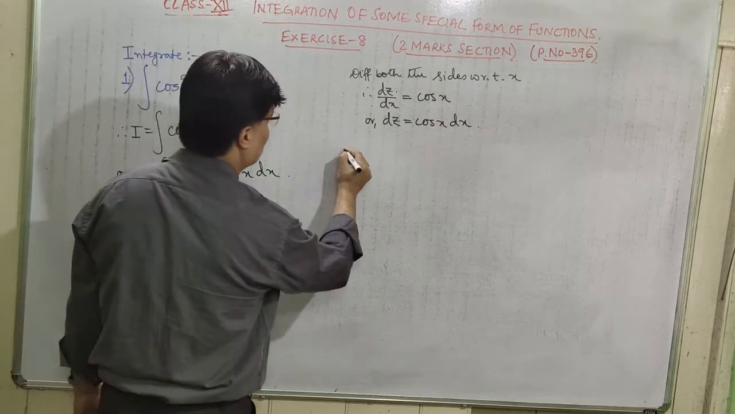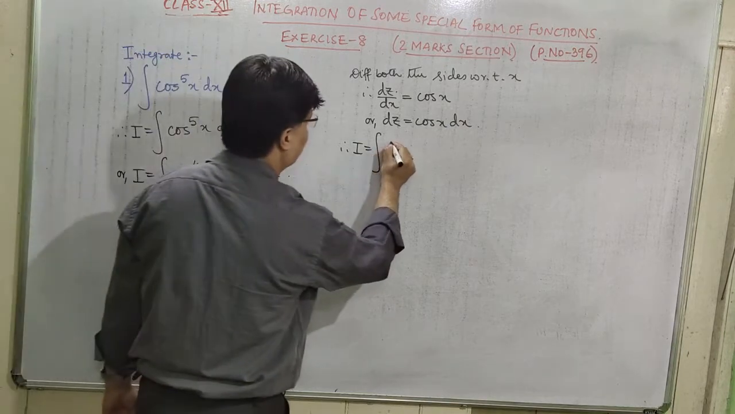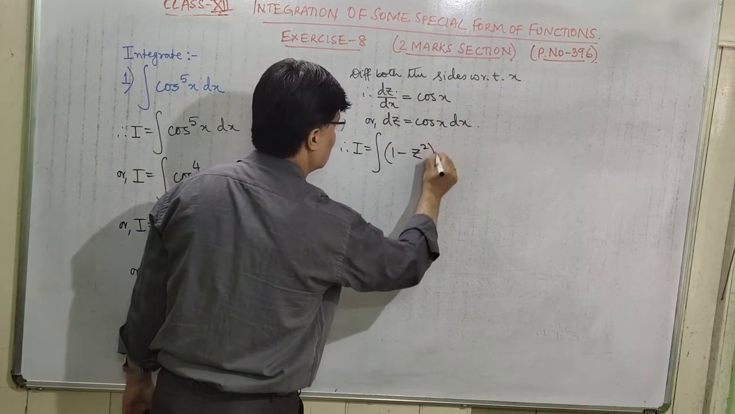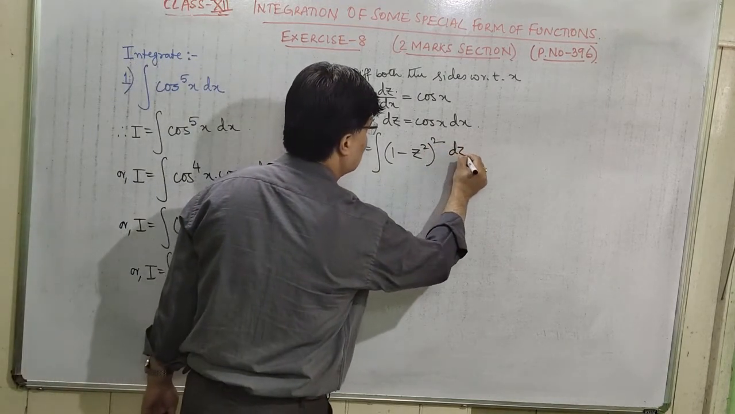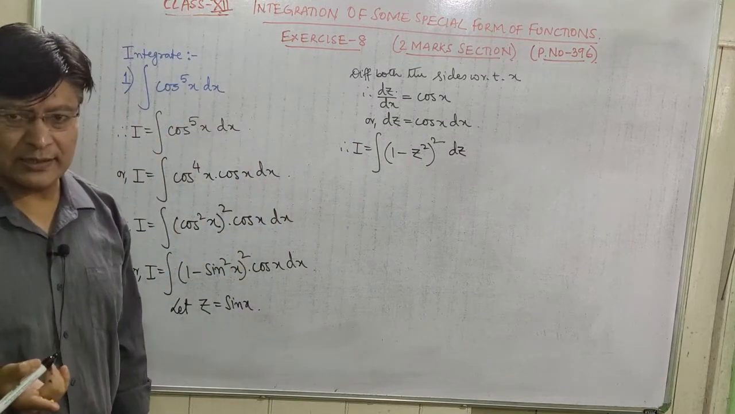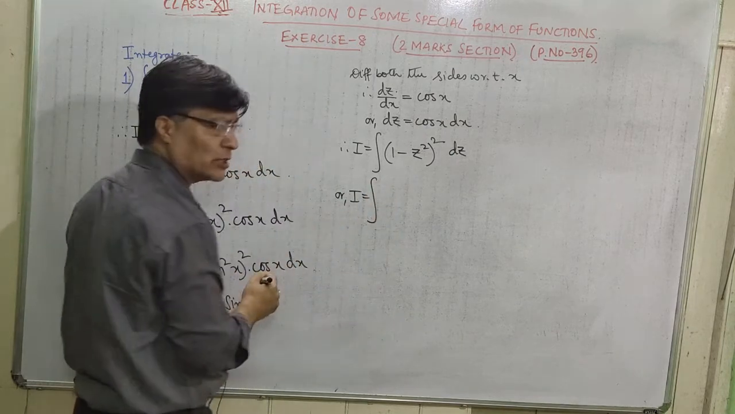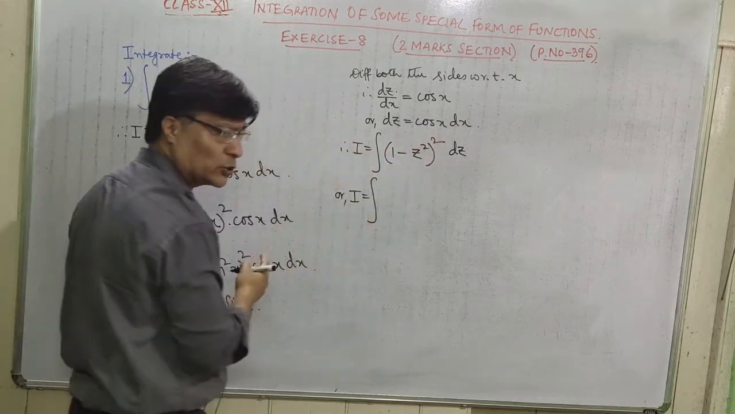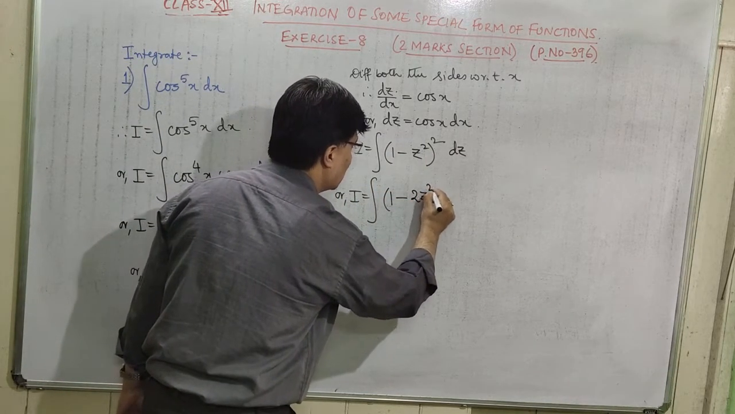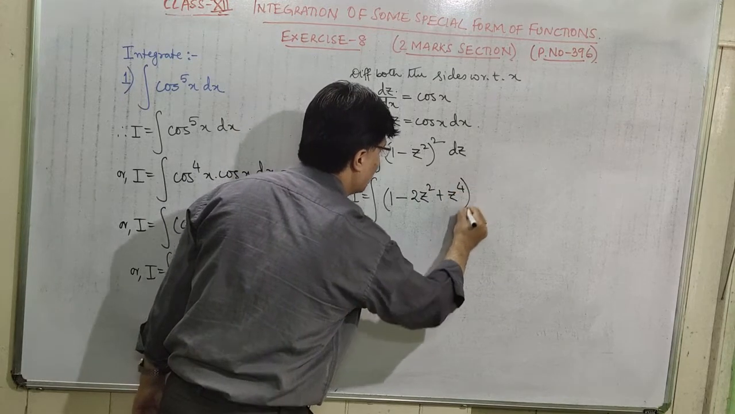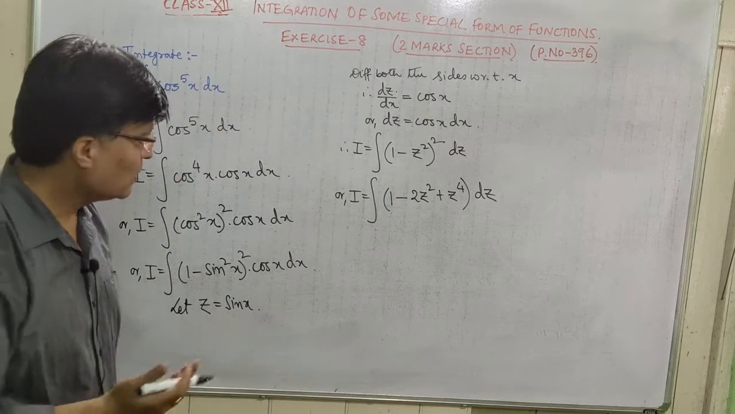Okay. So let us put it in I. Therefore I is equal to integration of, within bracket, 1 minus z square whole square. And what about cos x dx? It is dz. Okay. Or I is equal to integration of (a minus b) whole square, a square is 1, minus twice ab, 2z square, plus z square whole square is z to the power 4, bracket closed. Then you can write dz. Is that clear? So you can copy it.